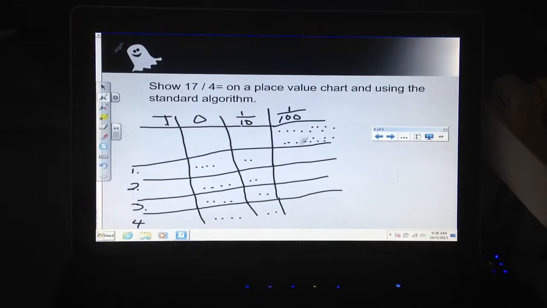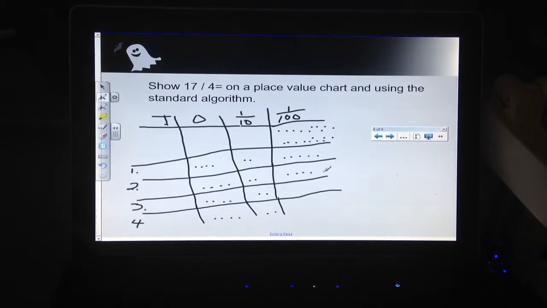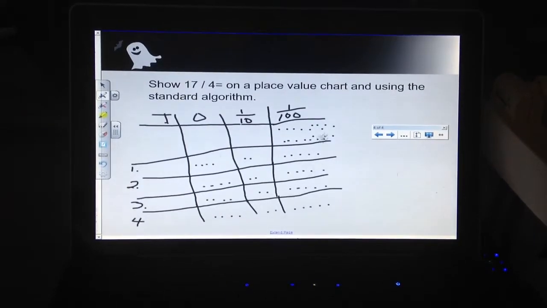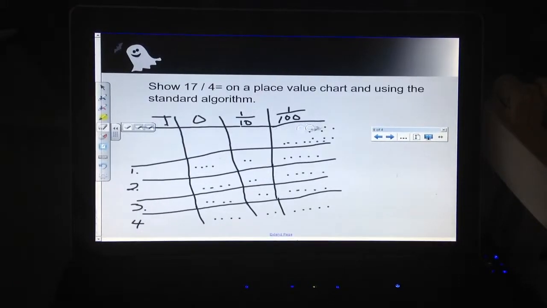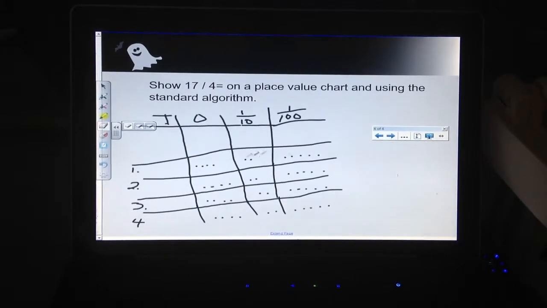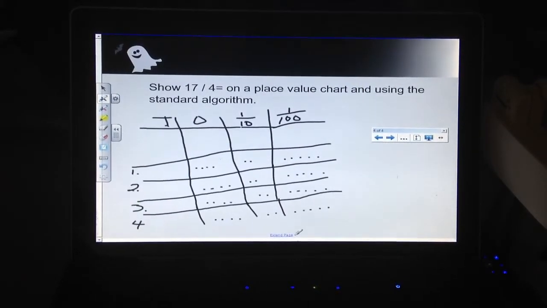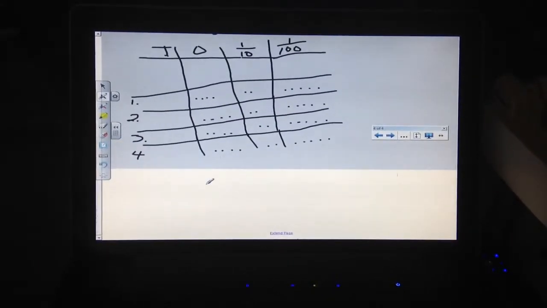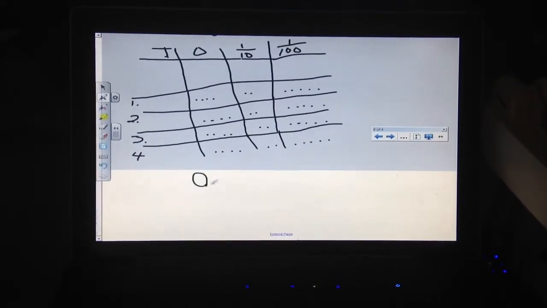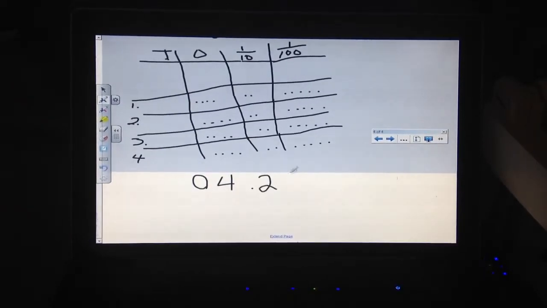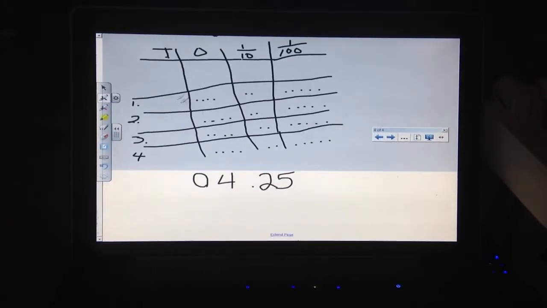So now I have 20, and I want to split it 4 ways, which will give me 5 in each column. And I just split all 20 up because 4 times 5 will give me 20. So if I look at my number now, let me see if I can extend the page a little bit. I now have 0 tens, I have 4 ones, and I have 2 tenths and 5 hundredths. So when I divided, I ended up with 4 and 25 hundredths.